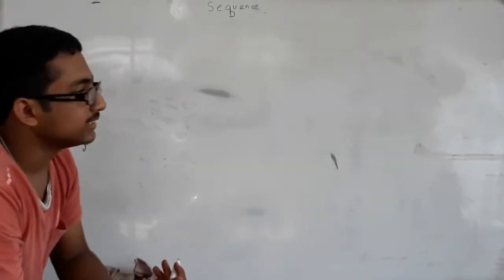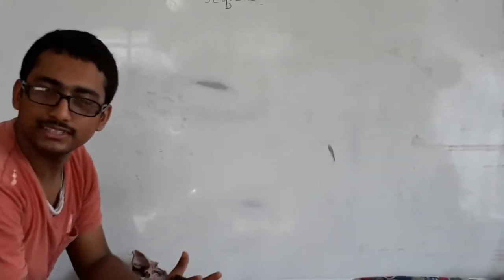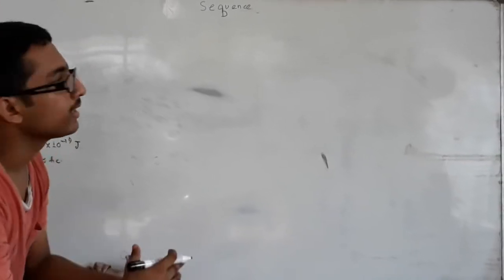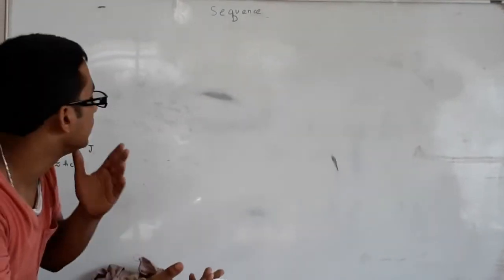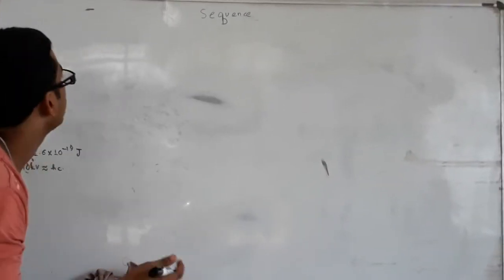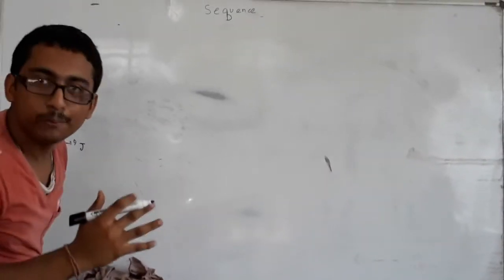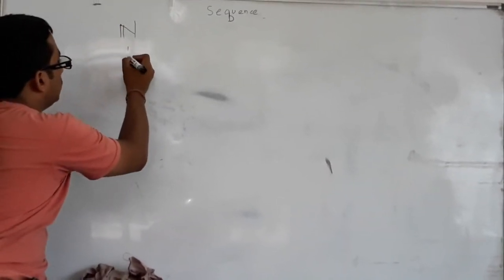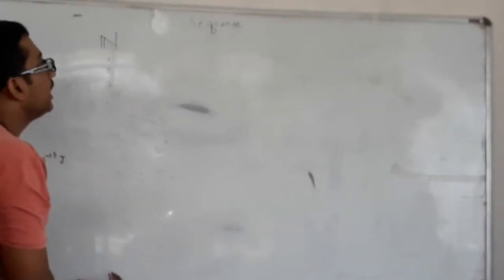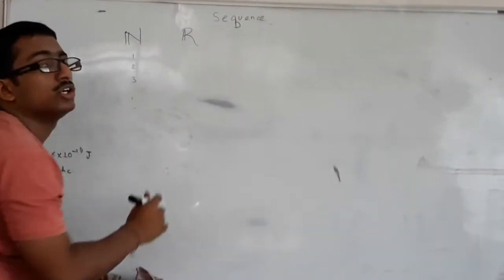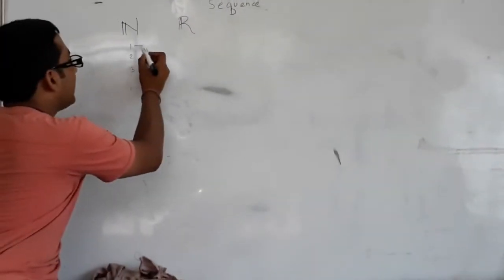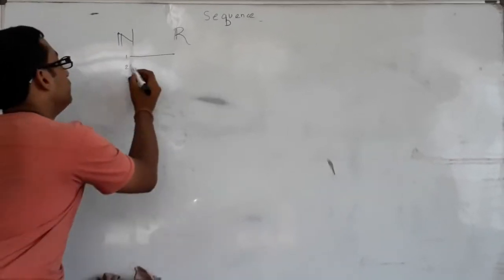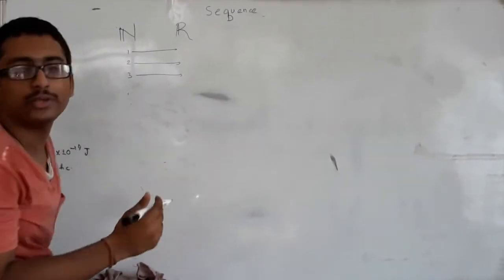Sequences. First I will define what a sequence is, and then we will study its properties, mainly convergence. So first let's concentrate on what a sequence is. Take the domain as the natural numbers, that is 1, 2, 3 and so on, and take the codomain as the real numbers: assign one real number to 1, one real number to 2, and continue doing this.